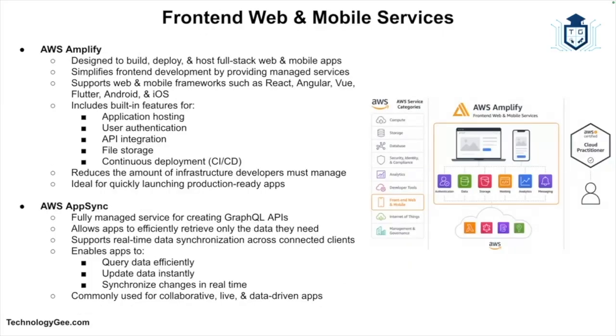All right, so now it's time to move into front-end development. The two main services are AWS Amplify and AWS AppSync. AWS Amplify is designed to help developers build and deploy full stack web and mobile applications quickly, and it can handle hosting, authentication, APIs, and a whole bunch of other stuff. You have AWS AppSync, and this is focused on APIs, specifically GraphQL APIs, and this allows applications to efficiently retrieve and update data in real time.